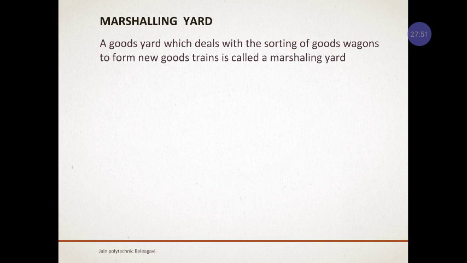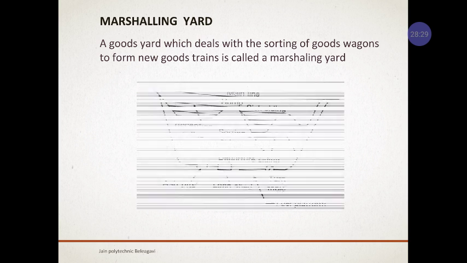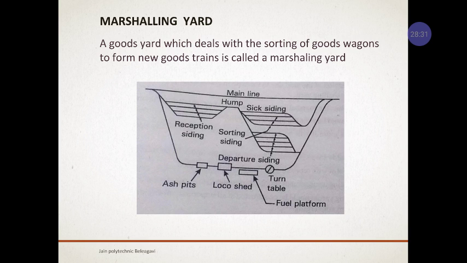So before we go deep into how this marshalling yard works, what are the steps through which it is going to work, there are three main components of the marshalling yard. That is reception, sorting, and departure. Okay, so what is the first part? We'll go through the diagram first and we'll understand.